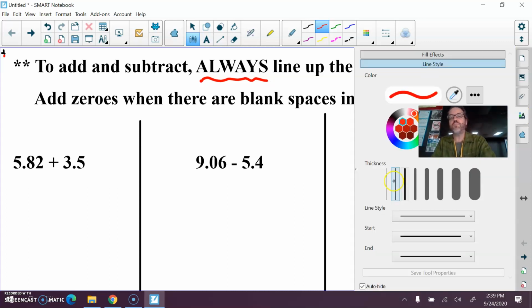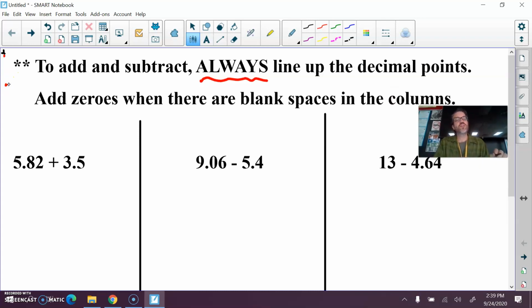I'm going to try to shrink down my pen size here and see if this works. It might not have worked.